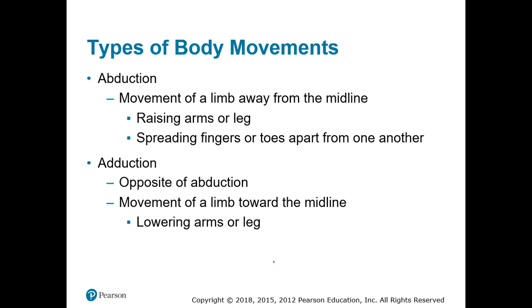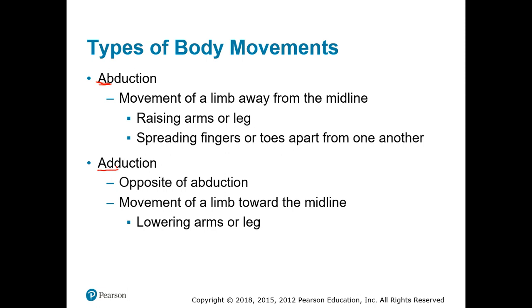The other two types of body movements are abduction and adduction, and we talk about them together because they're kind of opposites of one another. Abduction is going to be movement of a limb away from the midline. So like if you're abducting somebody, you're taking them away. So again, away from the midline. This is going to be like raising your arms or legs. Spreading your fingers or toes apart from one another is a special type of abduction.